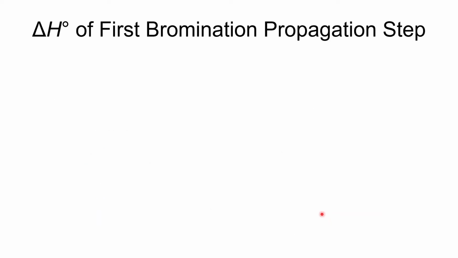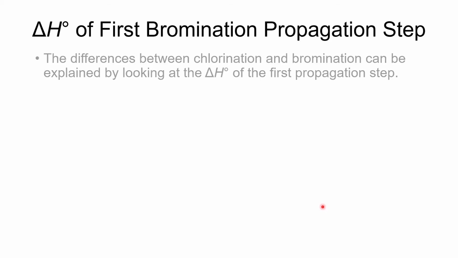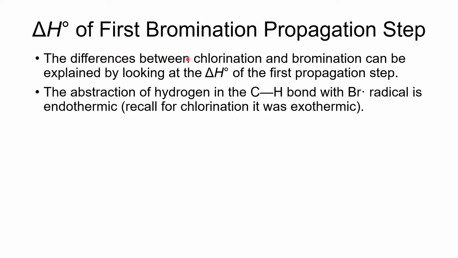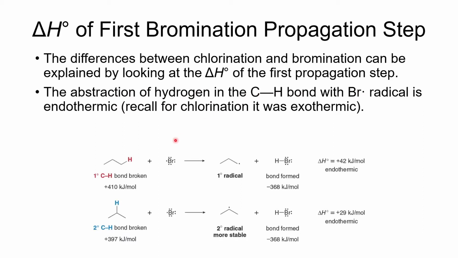So we're going to look at the first step of the bromination propagation. We did this with chlorine a little back in the previous section. If we look at the difference between chlorination and bromination, and we look at that first propagation step, we'll see that the abstraction of the hydrogen, the carbon-hydrogen bond with the bromine radical, is endothermic in that first step. So here's the first step, and if we look at propane again and we abstract the primary carbon-hydrogen bond, that reaction is going to be endothermic by 42 kilojoules per mole. If we look at the secondary carbon-hydrogen, we'll see that that one's going to be endothermic by 29 kilojoules per mole. And it's this endothermic reaction that gives us our selectivity.